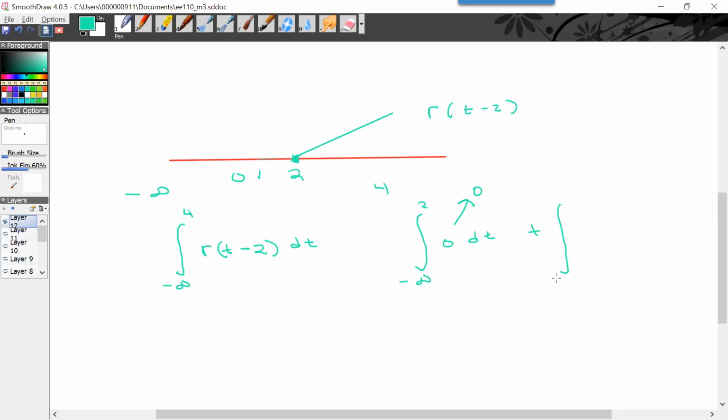And now we go from 2 to 4. But if we just put t, t is this equation over here, which will have a much different area than this equation. So you can't just use t. You have to take into account the delay.